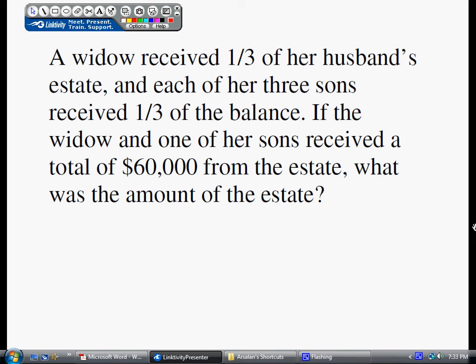A widow received 1/3 of her husband's estate, and each of her 3 sons received 1/3 of the balance. If the widow and one of her sons received a total of $60,000 from the estate, what was the amount of the estate? We're going to take a look at a visual solution to this problem.